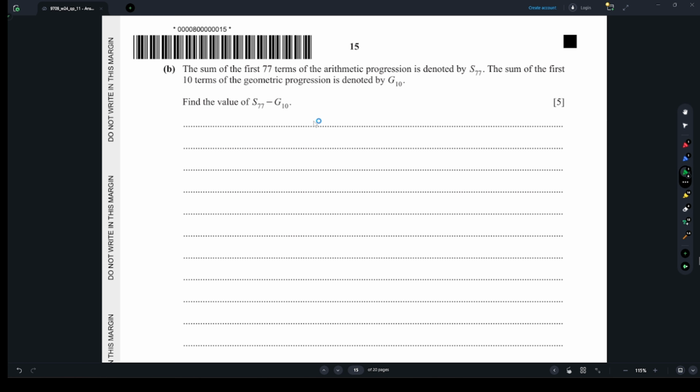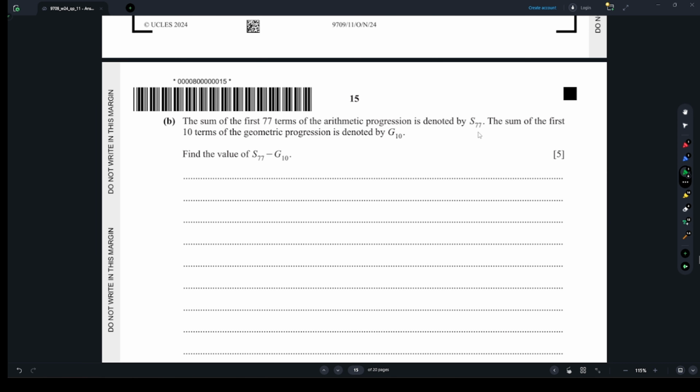Now, the sum of the first 77 terms of the arithmetic progression is denoted by S77, and the sum of the first 10 terms of the geometric progression is denoted by G10. So you have to find the difference. Again, you have to remember the formulas, right?